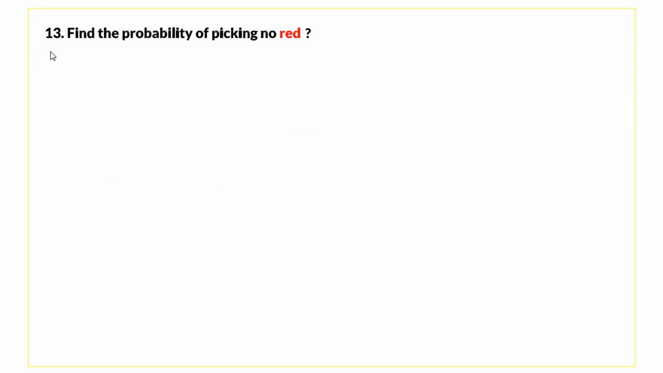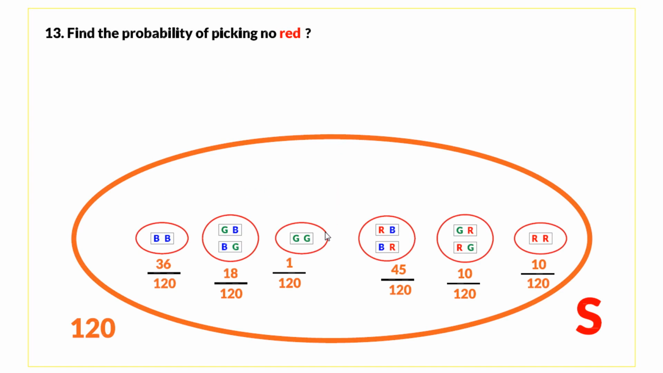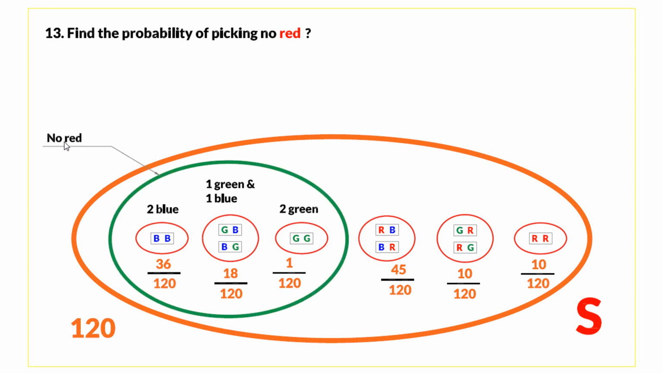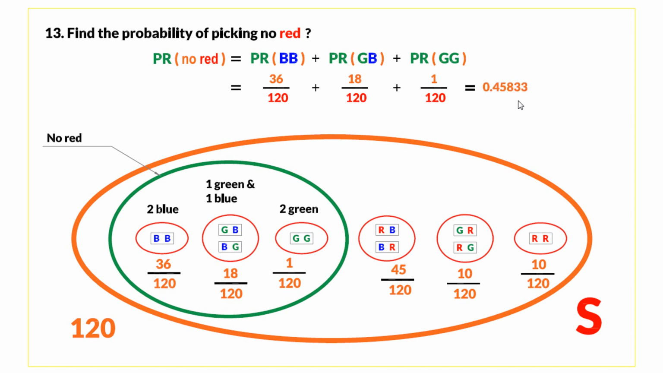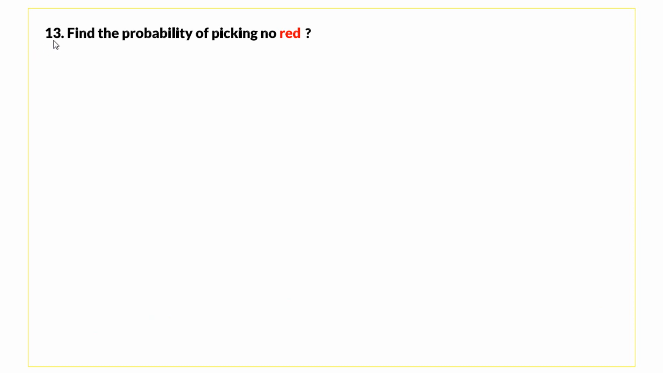Question 13, find the probability of picking no red. So we should not get any red, and that would mean 2 green, 1 green and 1 blue, or 2 blues. And the union of these events is the event no red. The probability of this event is the sum of these individual probabilities, and that is equal to 0.45. Question 13 could have been solved in a different, easier way.